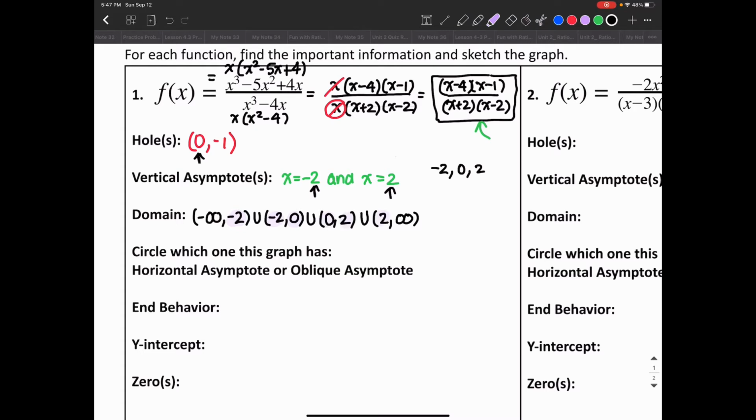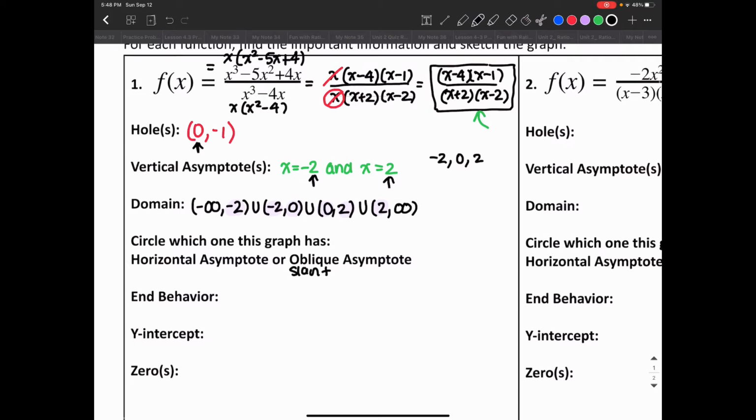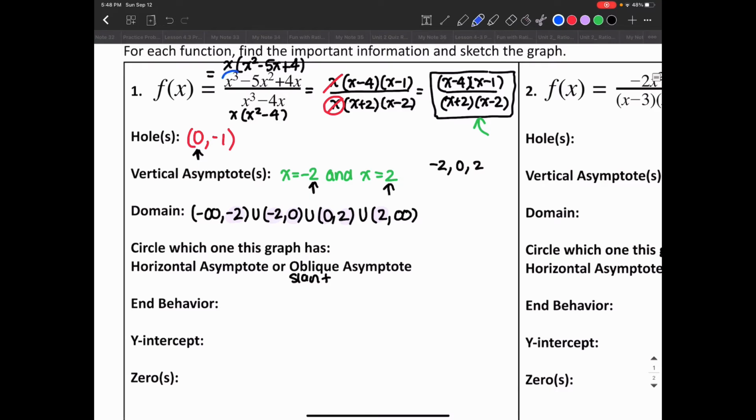The next thing I'm going to look for is horizontal asymptotes or oblique asymptotes. I'm looking for what the end behavior is. Oblique asymptotes is just another way of saying slant asymptote. So this also means slant asymptote. I know that I'm comparing the highest powers. I have x cubed and x cubed.